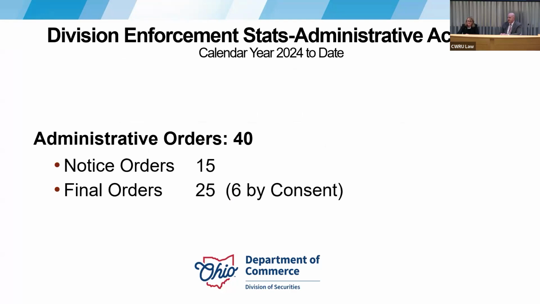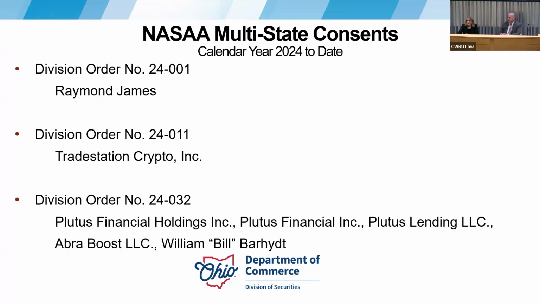15 of those are notice orders, so stating the allegations for the administrative violations. 25 of those orders have been final orders. 6 have been by consent. I want to talk a little bit about 3 of those administrative orders because the state of Ohio is very active in NASAA multi-state investigations, and NASAA is more active than ever in conducting multi-state actions and in being collaborative to look at national actors that may be violating securities laws throughout the U.S.